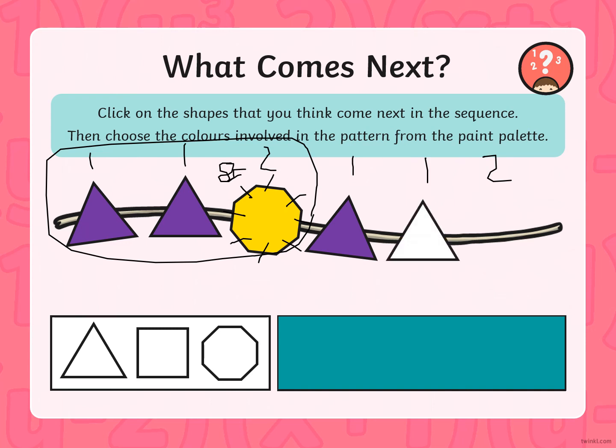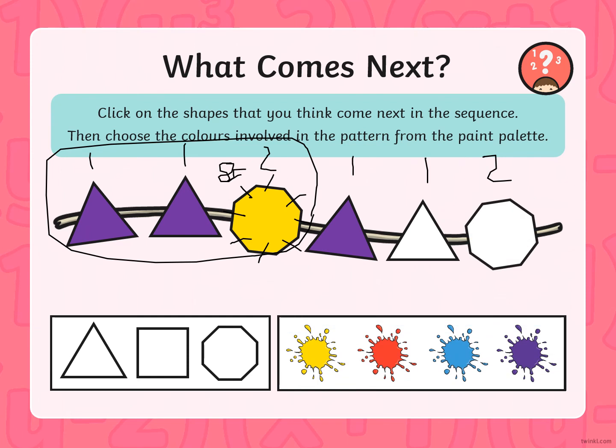So I'm going to click on the triangle. And what would number 2 be? Let's go back and have a look. Number 2, oh, is the octagon. I'm going to click on the octagon. There we go. We know the triangles are purple and the octagon is yellow. Whoop.